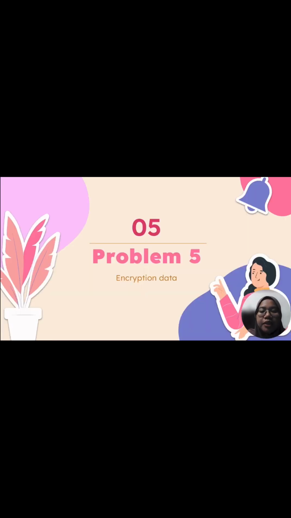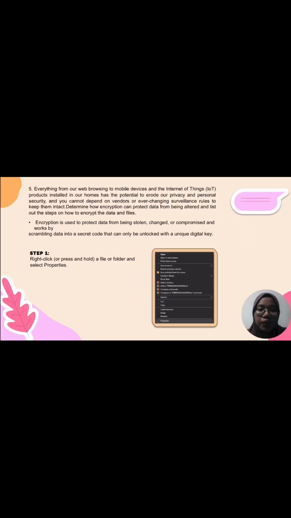Problem 5. Encryption data. Everything from our web browsing to mobile devices and IoT products installed in our home has the potential to erode our privacy and personal security, and we cannot depend on our vendors or ever-changing surveillance rules to keep them intact. Determine how encryption can protect data from being altered and list out the steps on how to encrypt the data and files.